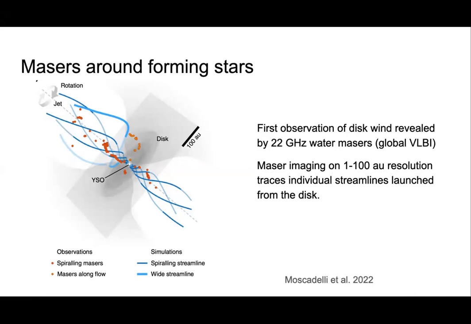In this example that I show here, these are global VLBI observations in the centimeter, again, 22 gigahertz water masers. And this is the first observation of a magnetohydrodynamic disk wind, which is important for carrying away the angular momentum. So in this case, spatial scales of 1 to 100 astronomical units have been reached. And when using millimeter VLBI, you would be able to go below AU scales.